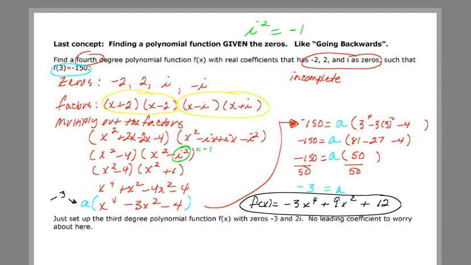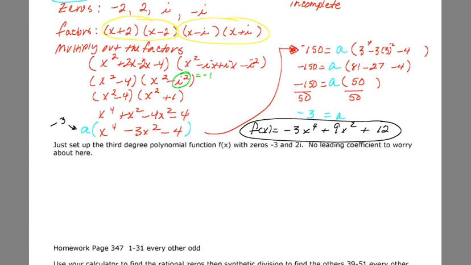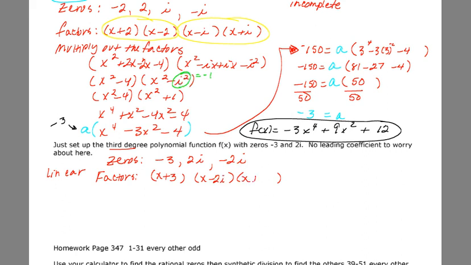Now these can get awkward, but it's not too bad. For this last one, I just want you to set up the polynomial function. I don't want you to worry about the leading coefficient, but we can set it up and multiply it out. Let's just practice that part of this. Third degree, and here is our list of zeros: negative 3, 2i. They didn't tell us the third one, but I know it has to be negative 2i. Let's set up the factors. 3 zeros give me 3 linear factors. So I'd have x plus 3, x minus 2i, x plus 2i.